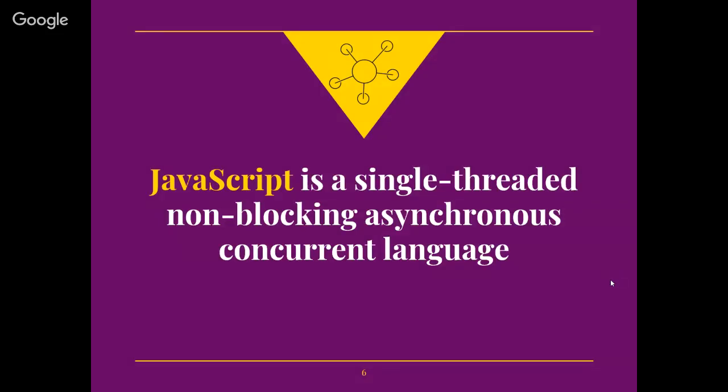Here's the definition that we used in our very first content webinar about JavaScript. So JavaScript is a single-threaded, non-blocking, asynchronous concurrent language. Now remember that this is only a definition of JavaScript. You might be wondering how we can implement concurrency when we have a single thread only.